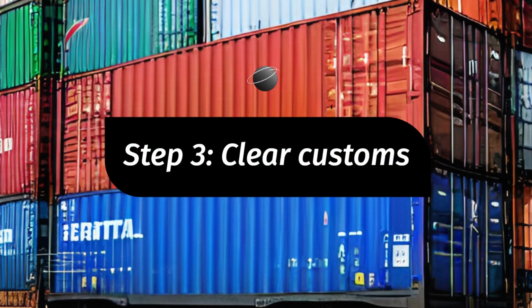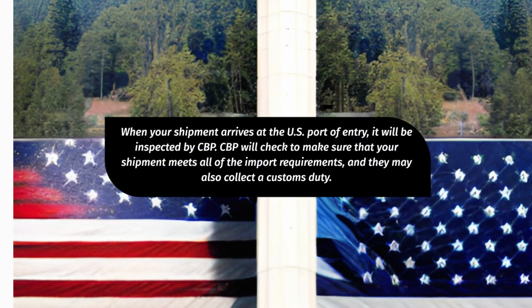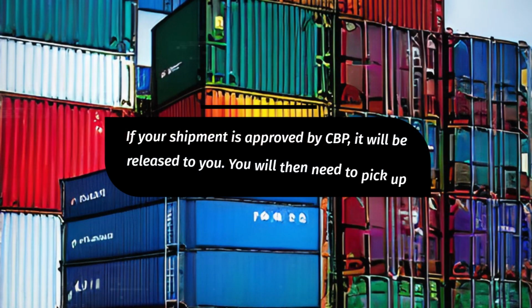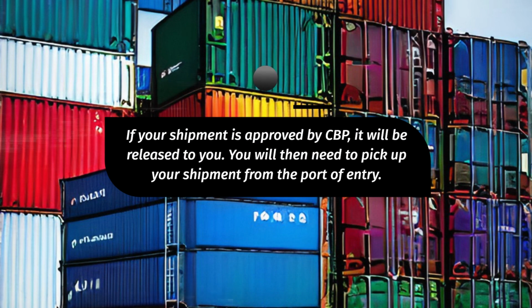Step 3. Clear customs. When your shipment arrives at the U.S. port of entry, it will be inspected by CBP. CBP will check to make sure that your shipment meets all of the import requirements, and they may also collect a customs duty. If your shipment is approved by CBP, it will be released to you. You will then need to pick up your shipment from the port of entry.